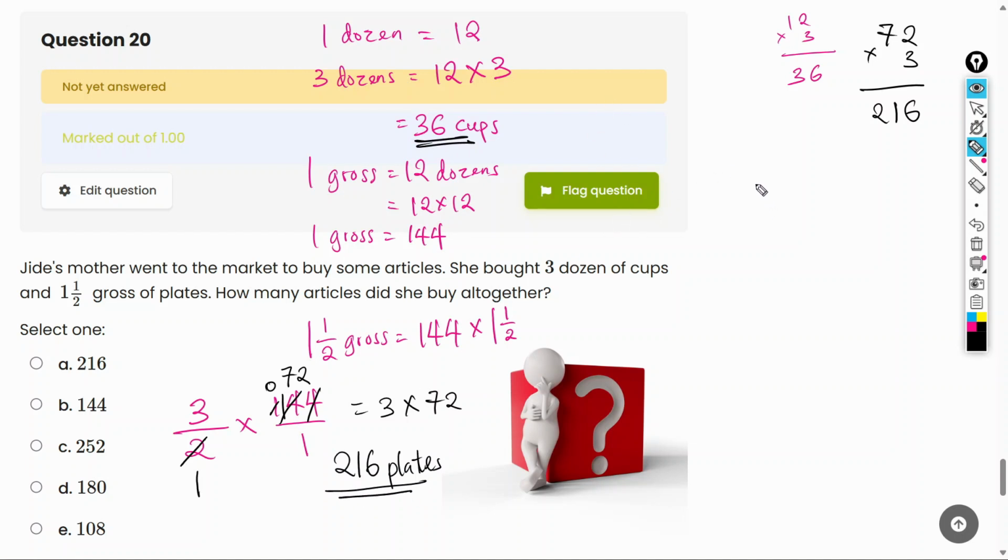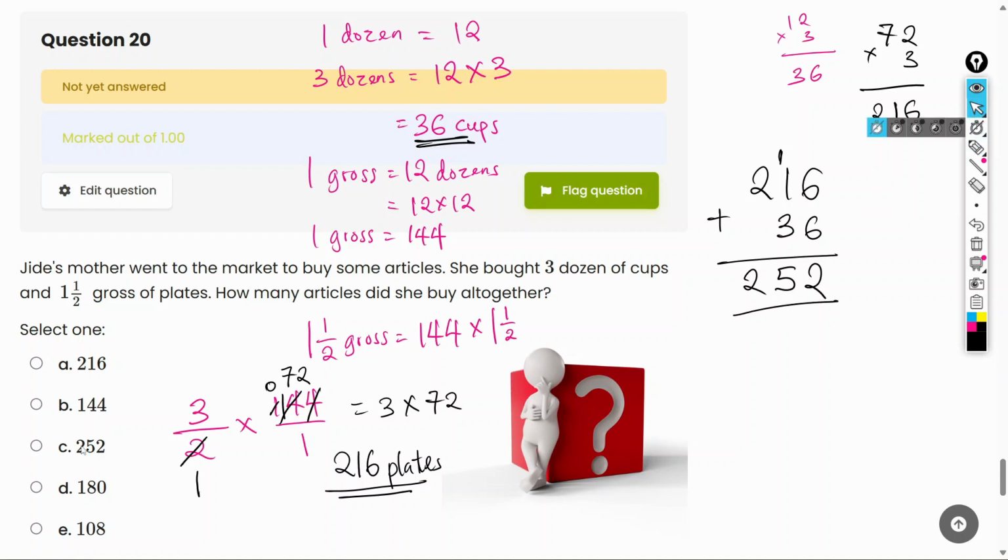So we add 216 plus 36. 6 plus 6 is 12. 2 carry 1. 1 plus 1 is 2 plus 3, that's 5. 2 plus nothing is 2. So she bought a total of 252 articles. That's right here.